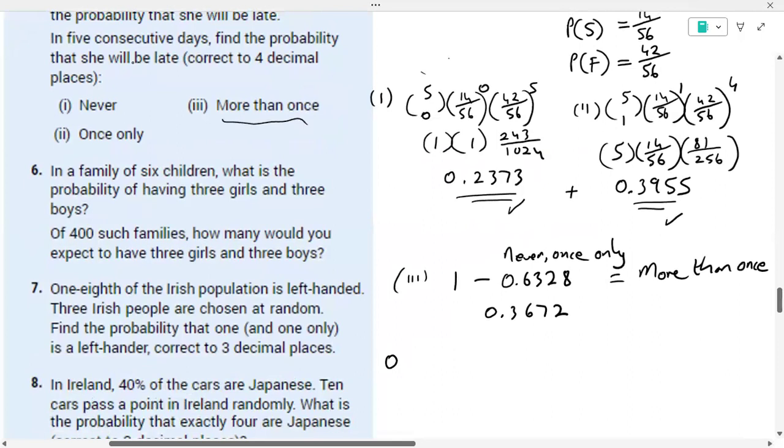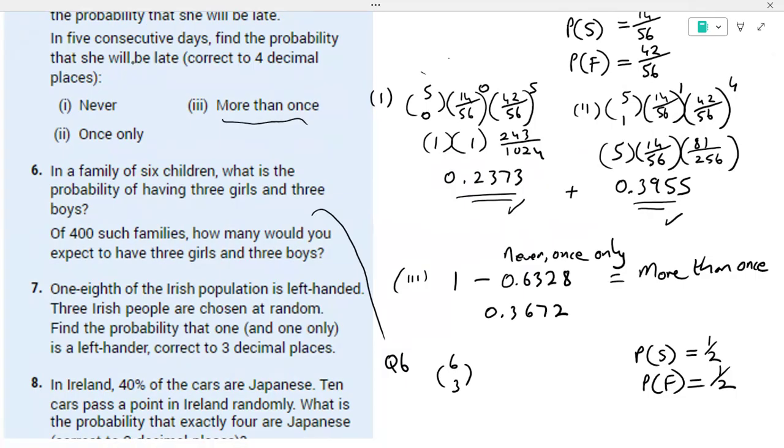Let's have a quick look at 6. In a family of 6 children, what is the probability of having 3 girls and 3 boys? So we're going to call success having a girl, half a chance, and we're going to call failure not having a girl. From 6 children, what's the possibility of having 3 girls? We don't even need to talk about the boys, because if it's not a girl, it is a boy. So it's a Bernoulli trial.